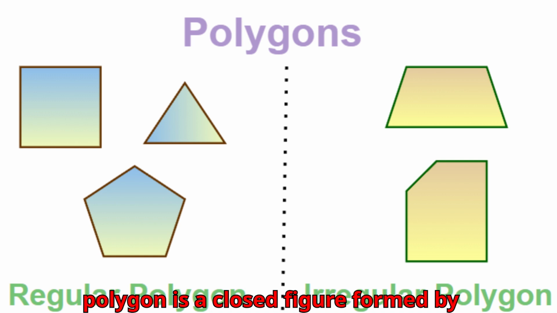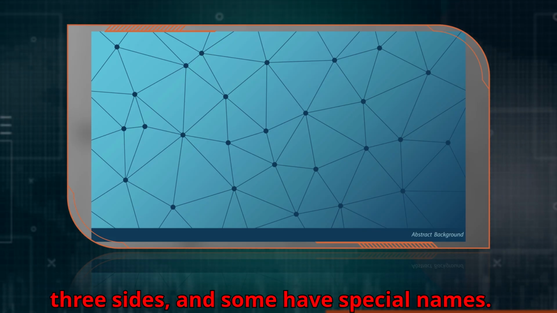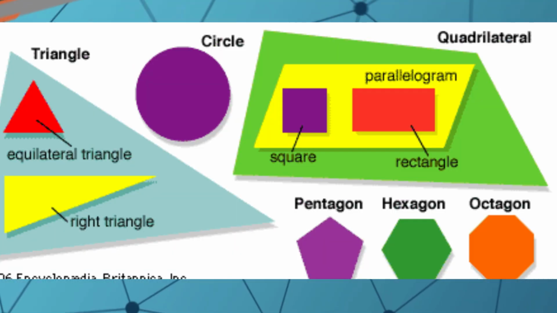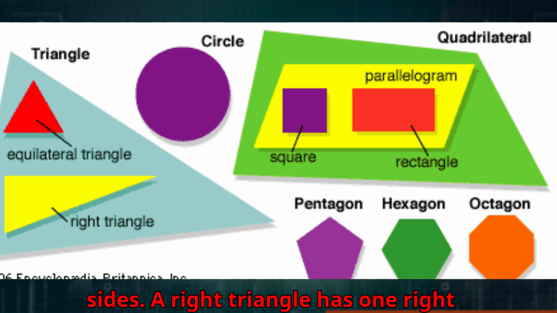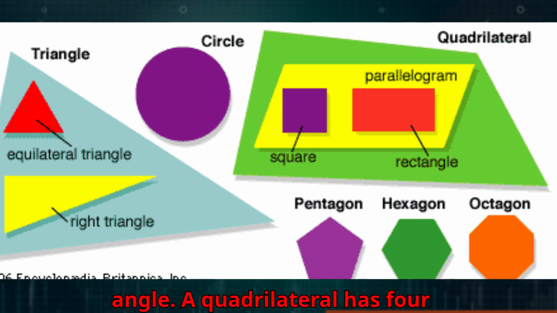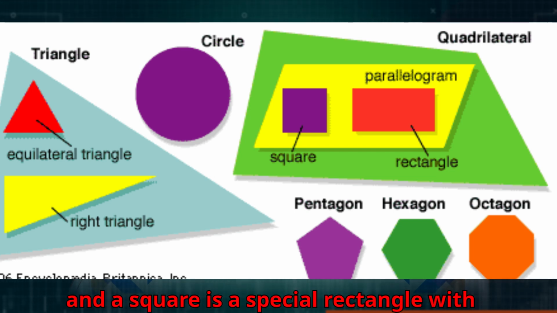A polygon is a closed figure formed by joining line segments. A triangle has three sides, and some have special names. An equilateral triangle has three equal sides. A right triangle has one right angle. A quadrilateral has four sides. A rectangle has four right angles, and a square is a special rectangle with equal sides.